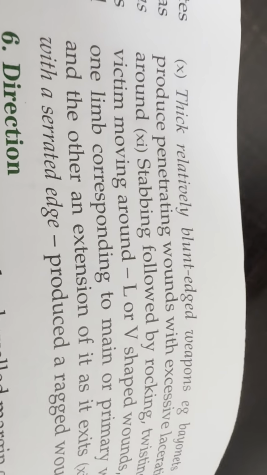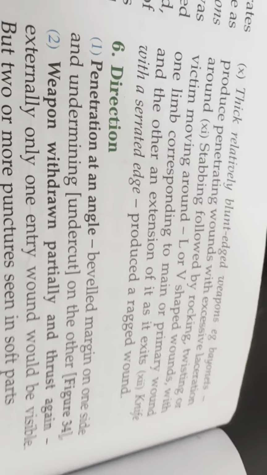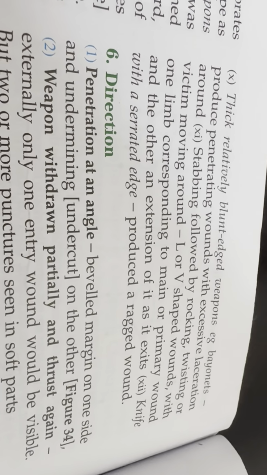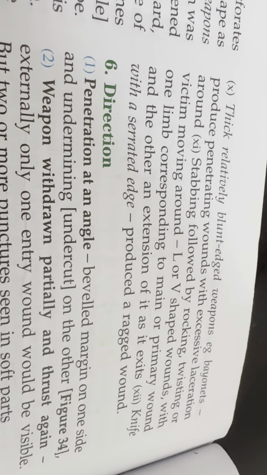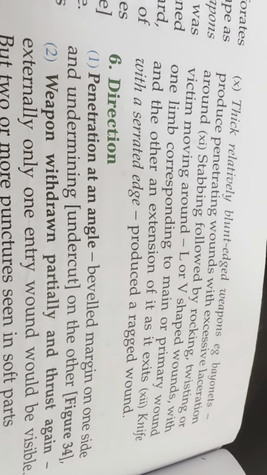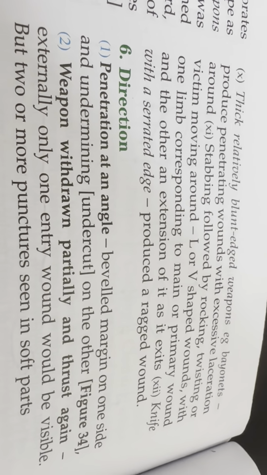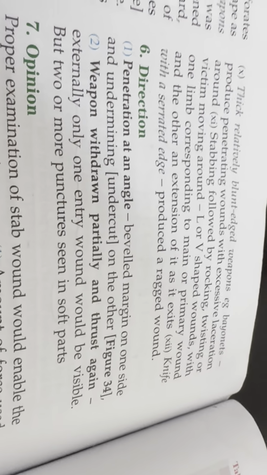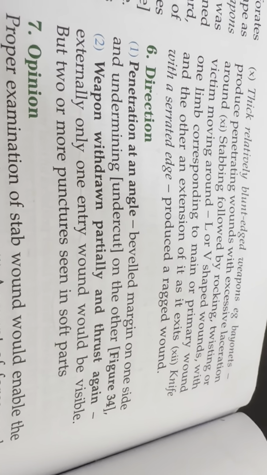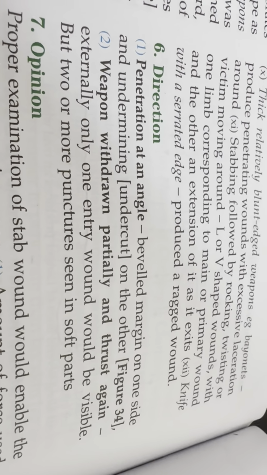Thick, relatively blunt-edged weapon. Bayonets produce a penetrating wound with excessive laceration. Stabbing followed by rocking, twisting or moving around produces an L or V-shaped wound, with one limb corresponding to the main or primary wound, and the other an extension of it. A knife with a serrated edge produces a ragged wound. Direction: penetrating at an angle, with a beveled margin on one side and undercut on the other side. The weapon is withdrawn partially and thrust again.